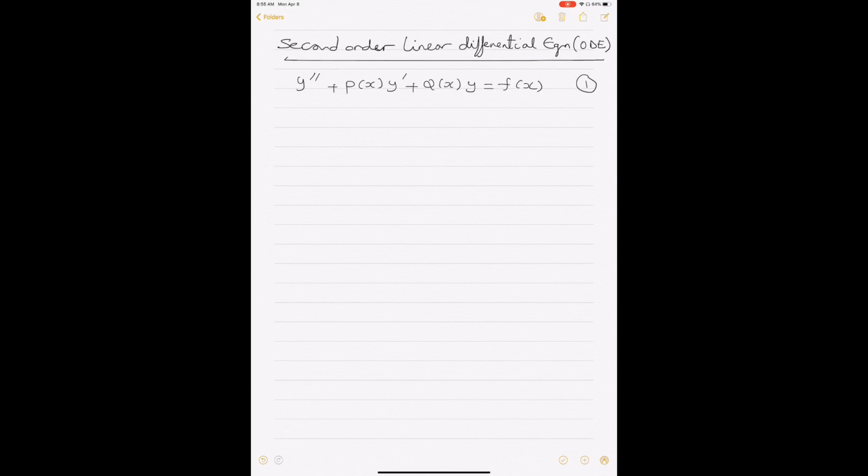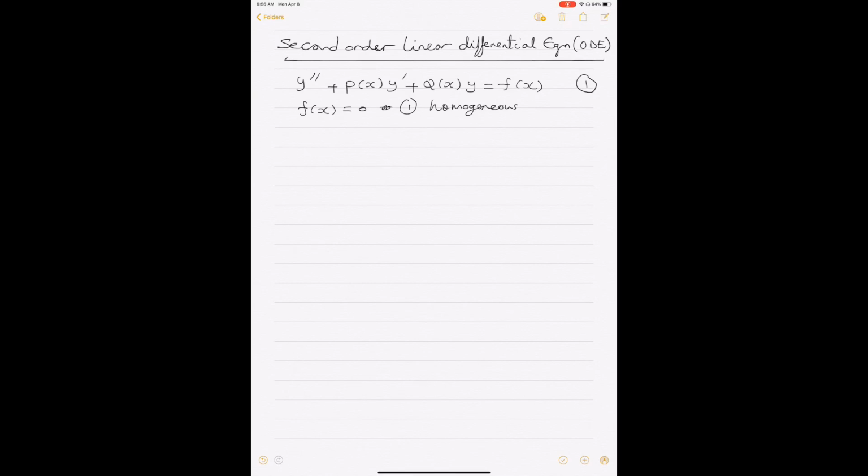So equation 1 is the standard form of a second order linear differential equation which is non-homogeneous. What we mean by non-homogeneous is when the right hand side, i.e. f of x, is not equal to 0. When f of x is equal to 0, the equation is called homogeneous.